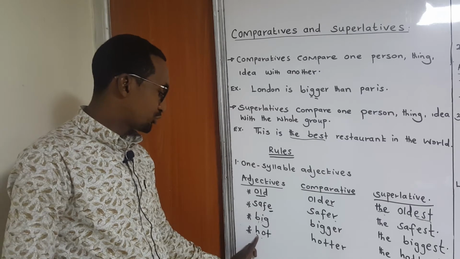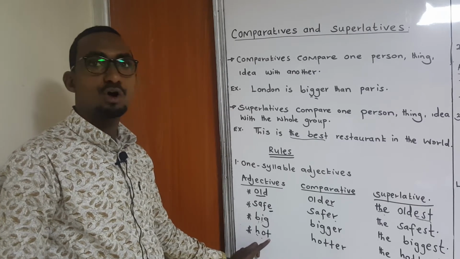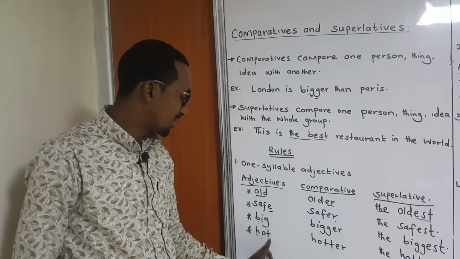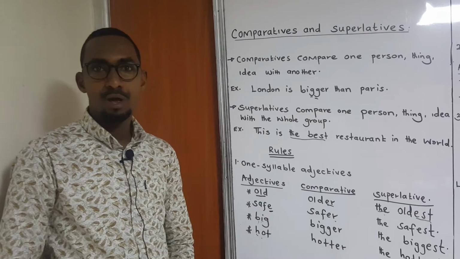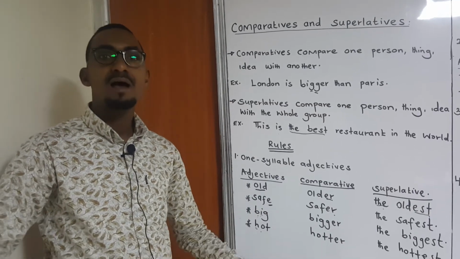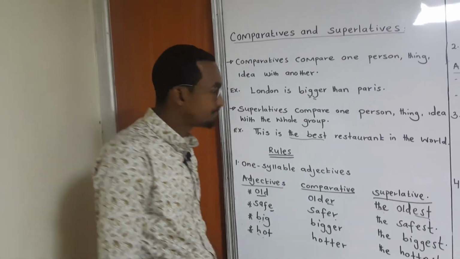Similarly, we have hot. It ends in a vowel and a consonant. Then we double the consonant, double T: hotter, and then the hottest. We have also fat, fatter, fattest. You can make as many examples as you wish.